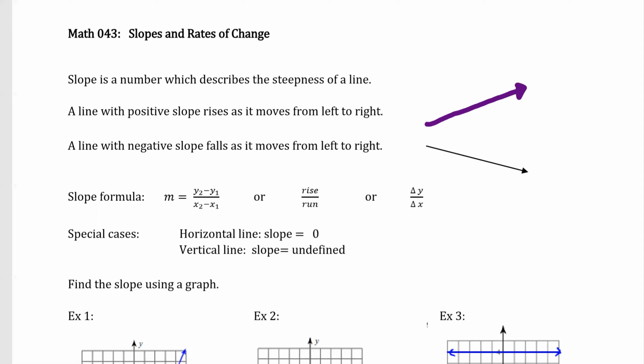The purple line is a positive sloping line. Its rightmost arrow is pointing up. A positive slope.